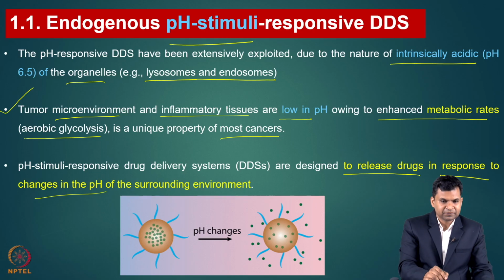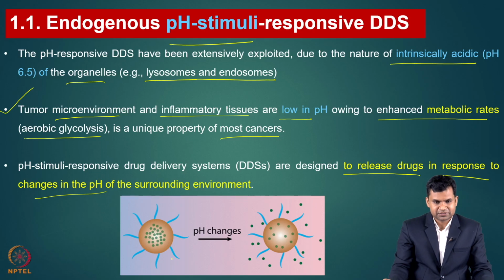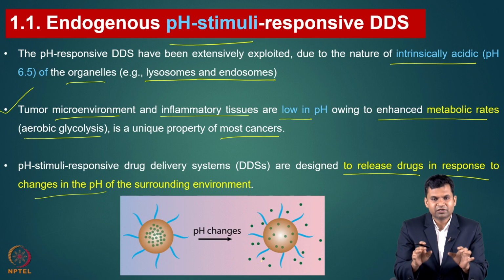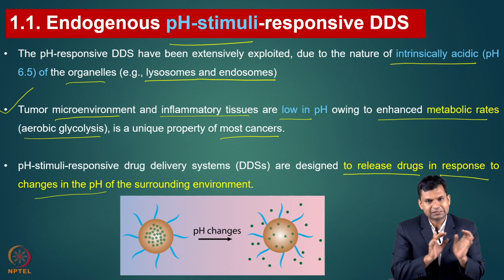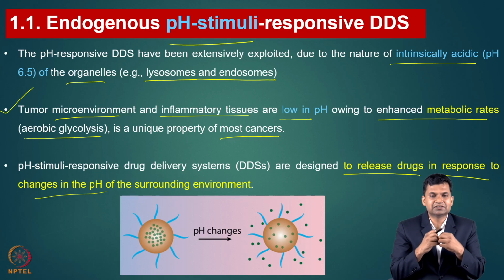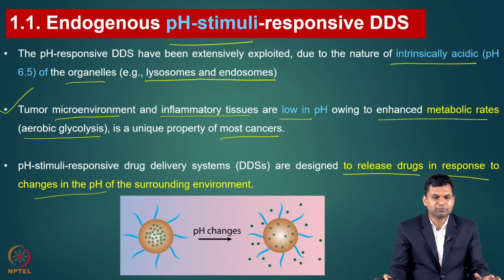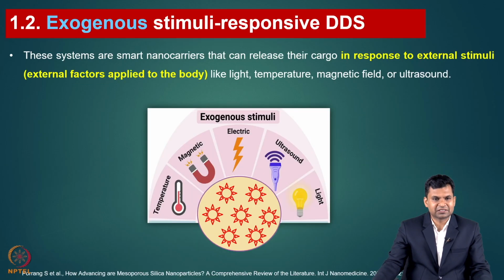Now, here you can see these are the nano carriers which are loaded with the drugs, and these are modified with the polymers. Now, whenever a pH change comes, the polymer will respond based on that stimuli. Whenever the carrier reaches that pH environment, what happens? The polymer will sensitize, undergo stimuli, and then it will start to release the drug from the carrier. So, these are called endogenous pH stimuli responsive drug delivery systems.